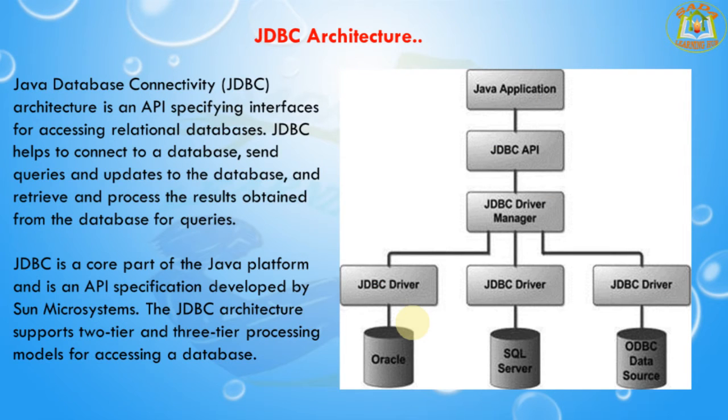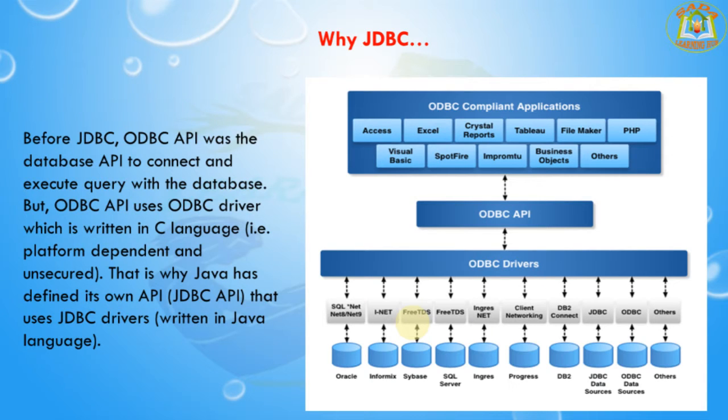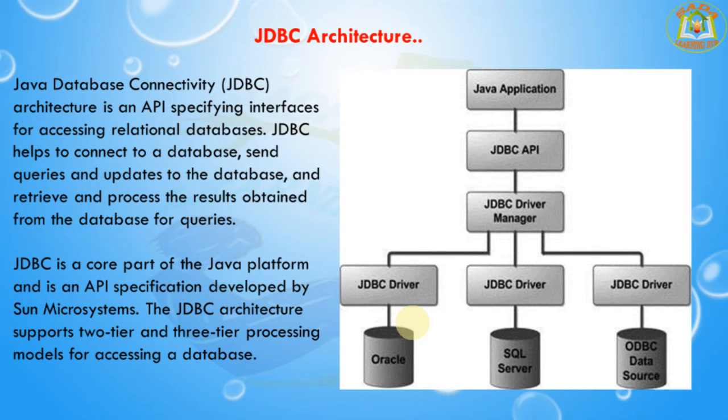Finally, this video concludes what JDBC is. JDBC is the standard database connectivity to interact with the database. Why JDBC? Before JDBC, the ODBC API was the database API to connect with and execute queries on the database. But the ODBC API uses ODBC drivers written in the C language. C supports pointers, but Java does not support pointers. That's why JDBC comes into the picture. JDBC is written in the Java programming language.